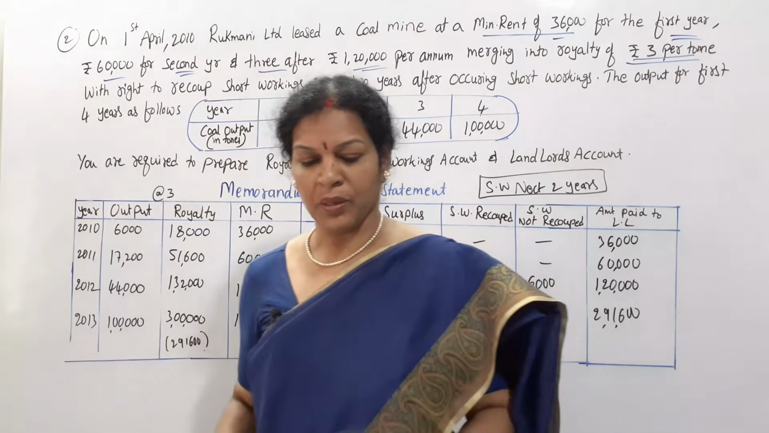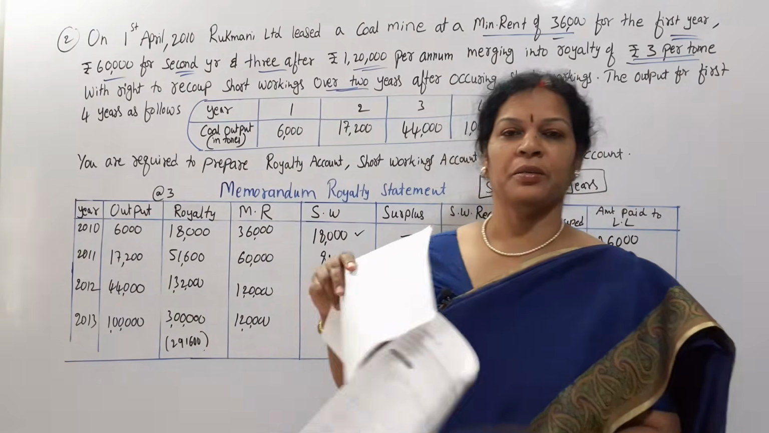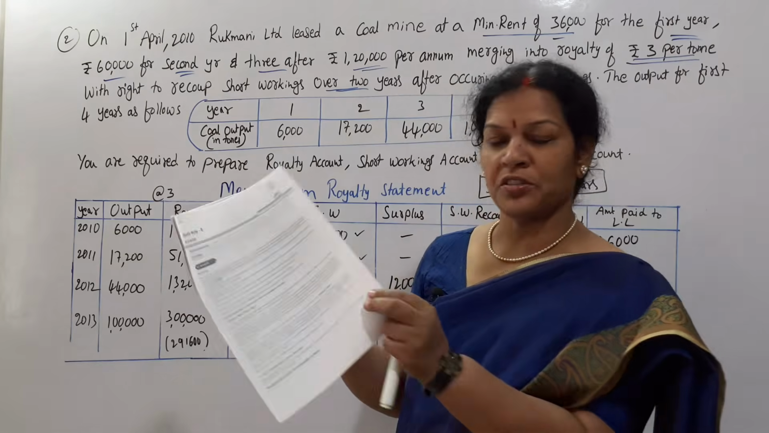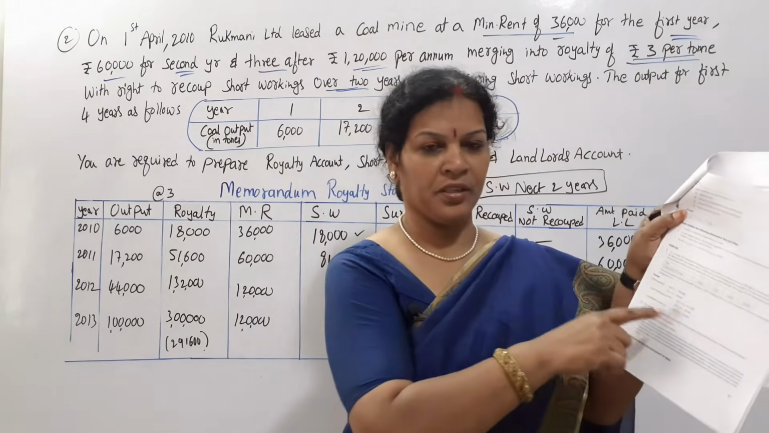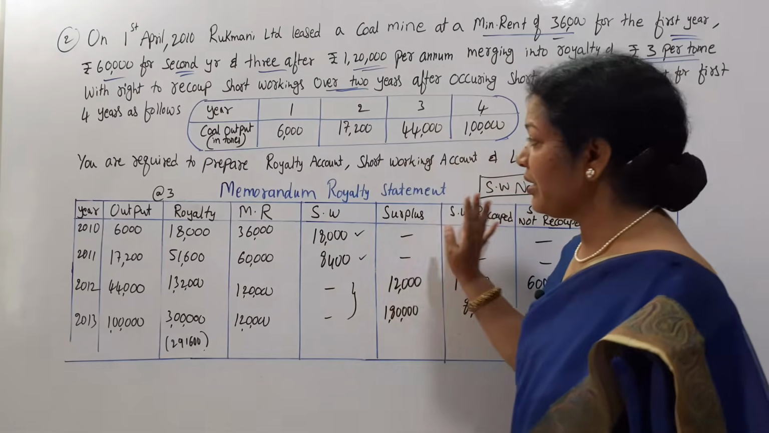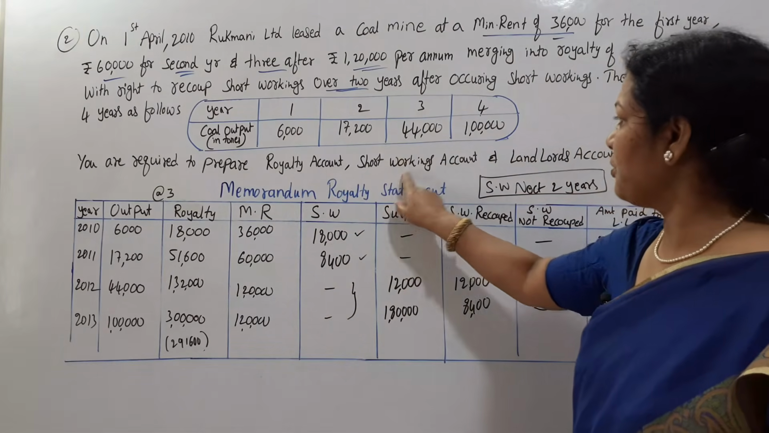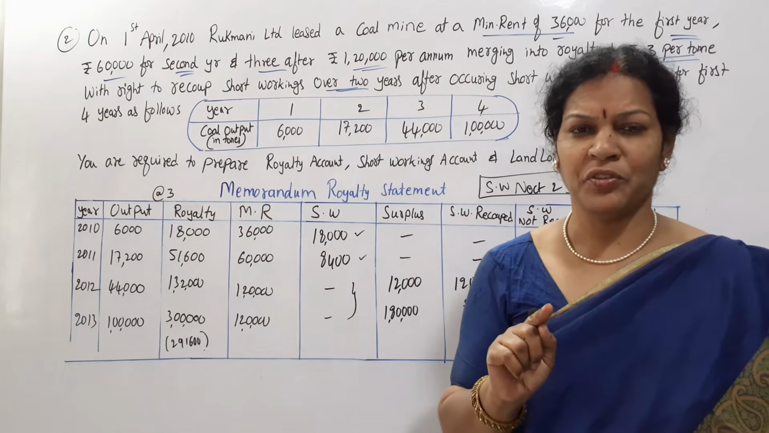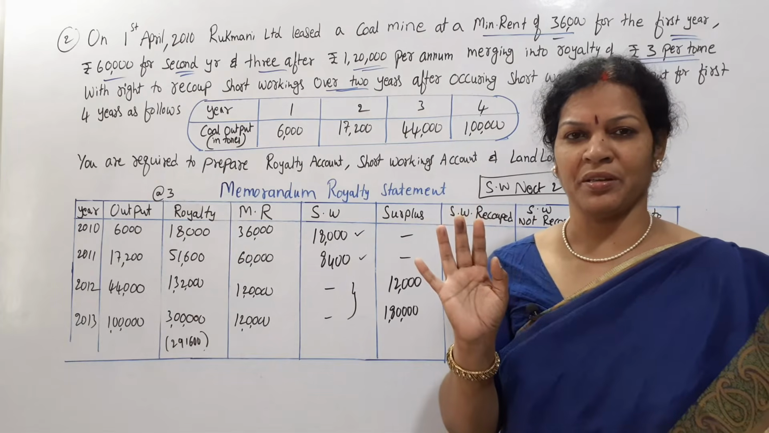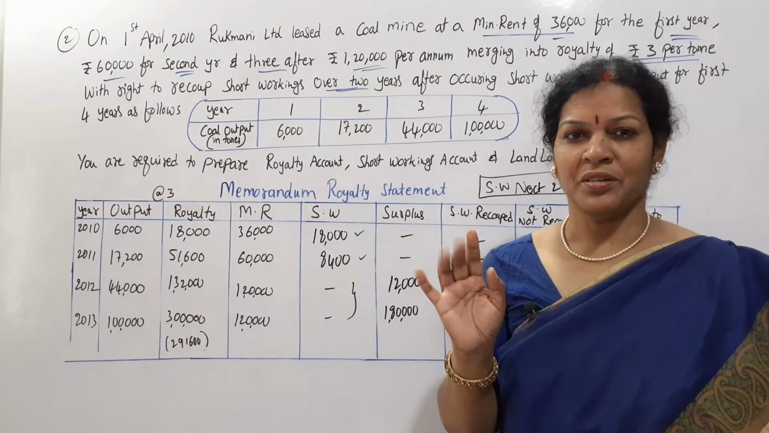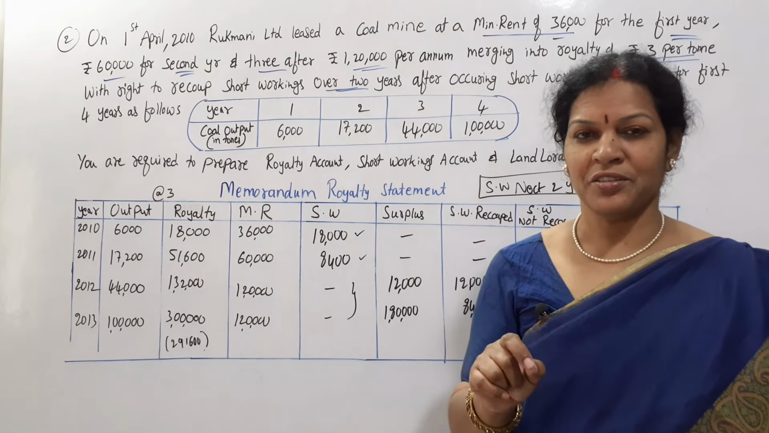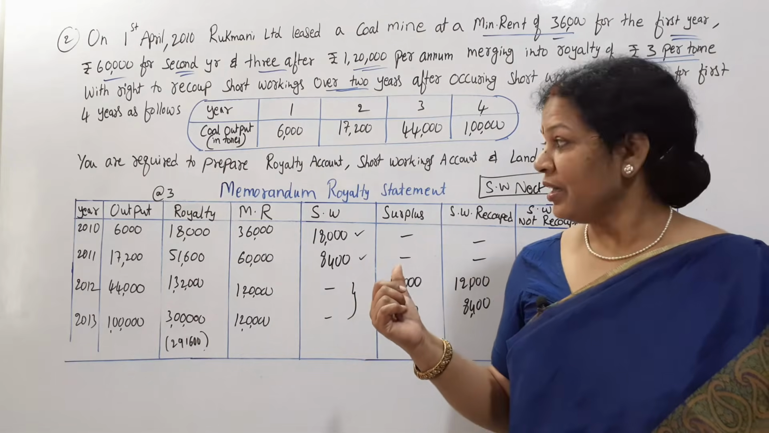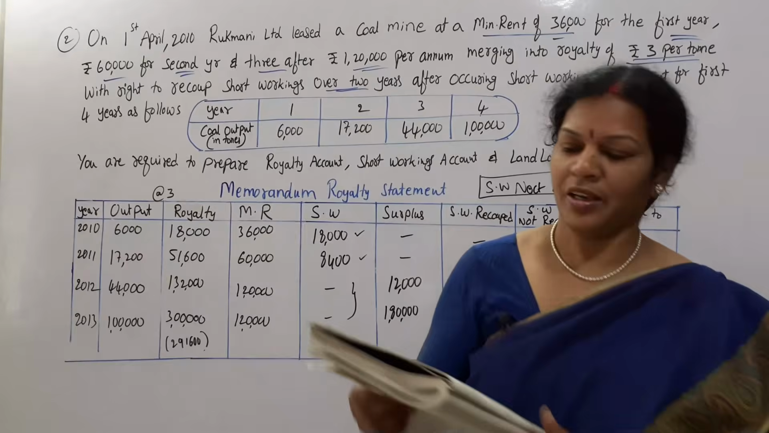By the way, this problem I have taken from CMA material, the study material of the Institute of Cost Accountants of India. Here in the exercise problem, what they are asking is: you are required to prepare royalty account, short working account and landlord account. These 3 accounts you have to prepare, as I have shown you in the first problem, in the same fashion. Any doubt? Practice it as per the first problem, write journal entries and see the ledger accounts. And if you want answers, I have done this problem.